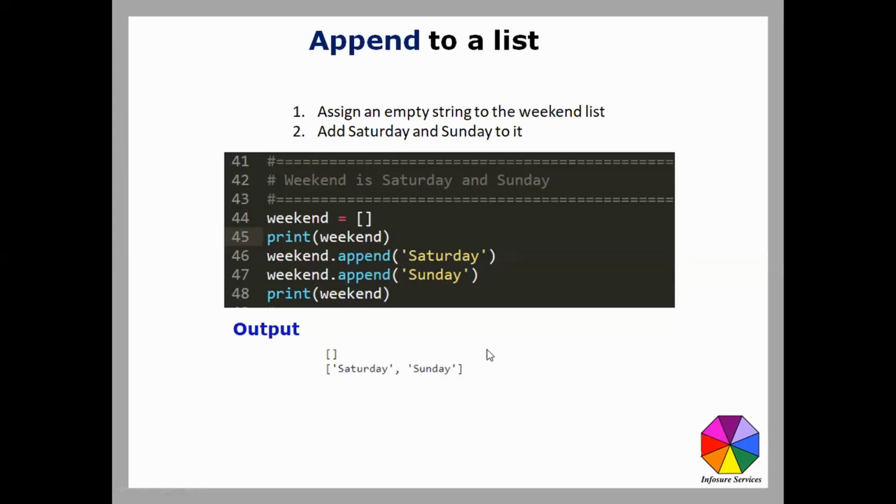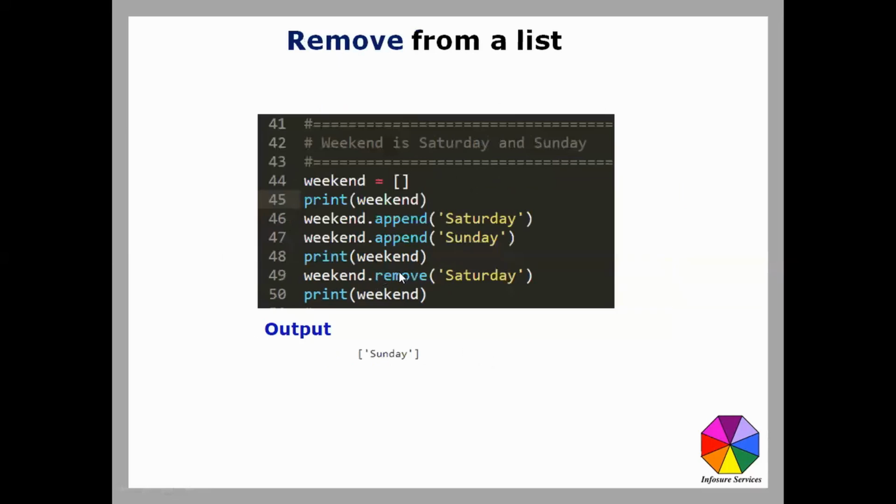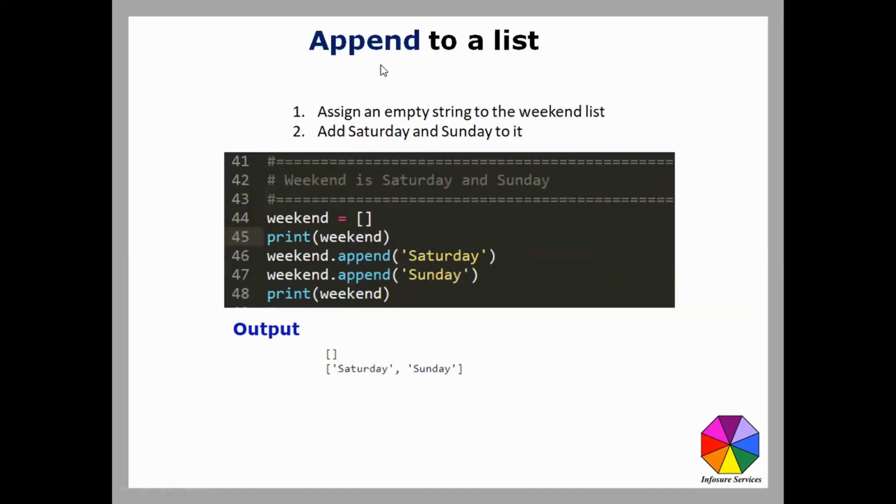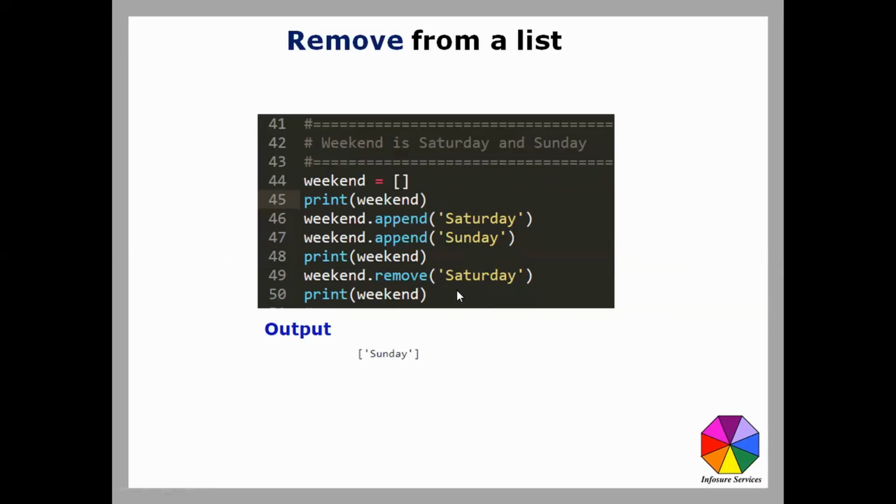Now once you add to the list, I could remove Saturday from that list with weekend dot remove. So list dot remove. The list dot remove will remove that element from the list. And so now the weekend is having only one day, Sunday. So this is append, a built-in function with the list, and remove is another built-in function with the list. So is that clear? Initially the list was empty, and then we have added, and then we removed.